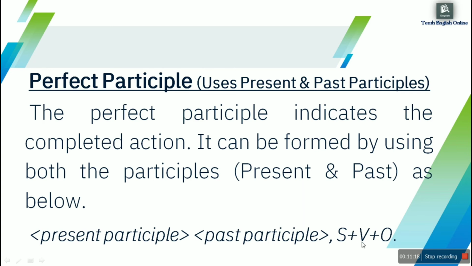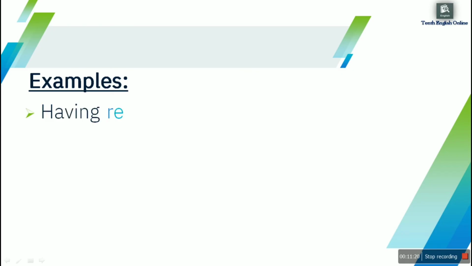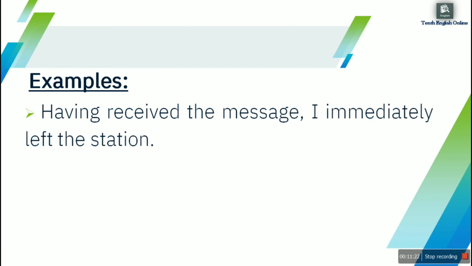Having received the message, I immediately left the station. So see in the sentence, having is ending with ing form. It is the present participle. Then followed by another word. Received is ending with what? Ed form. It is a past participle. Fine. And both are participles only.